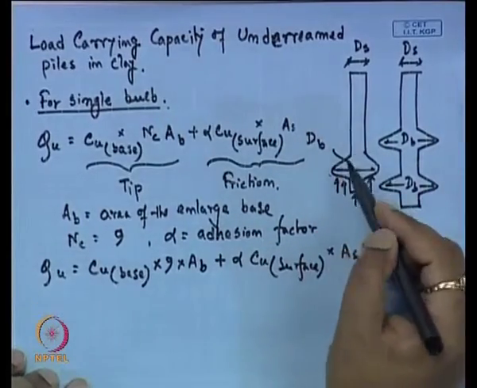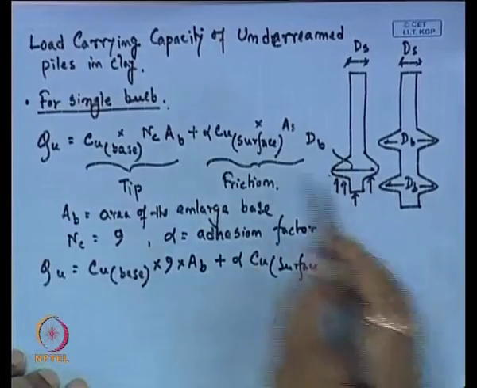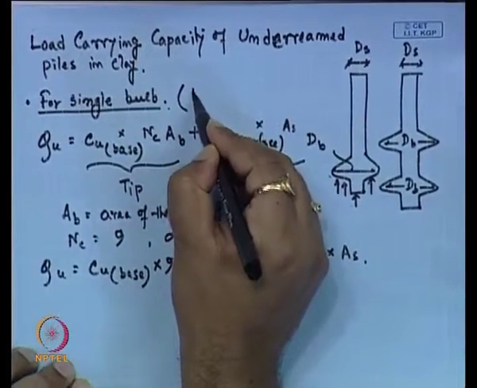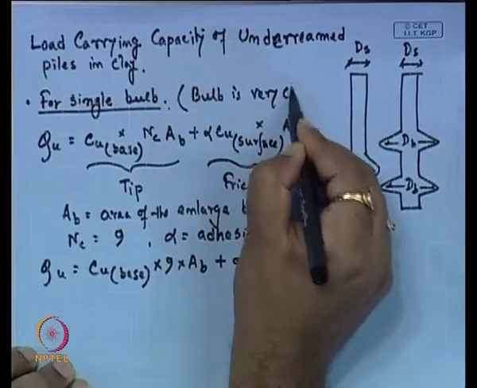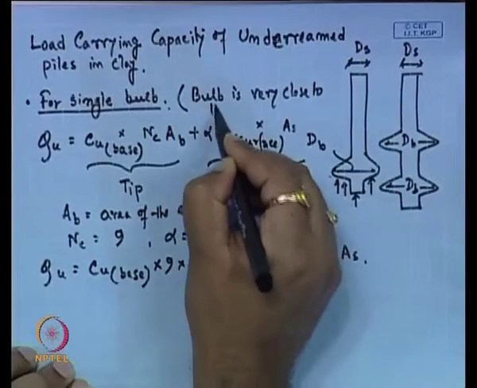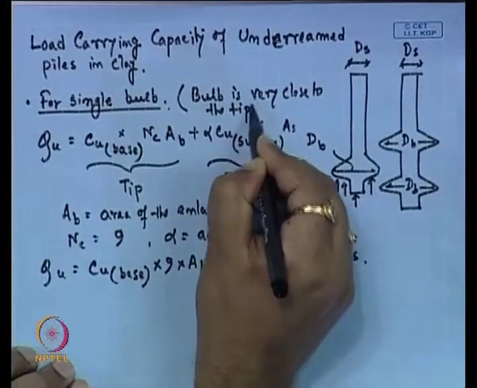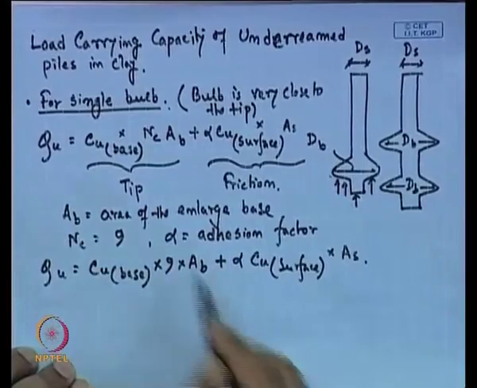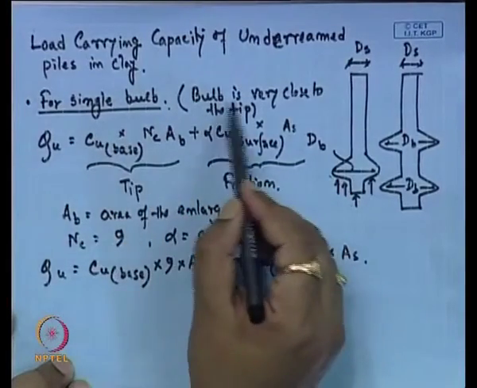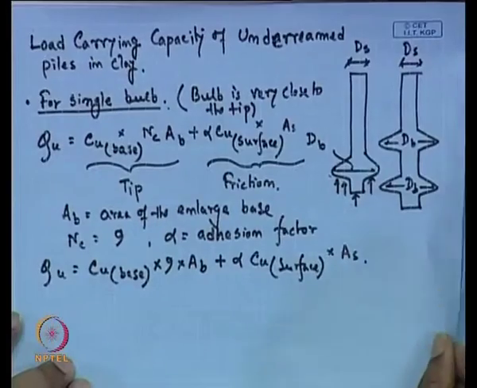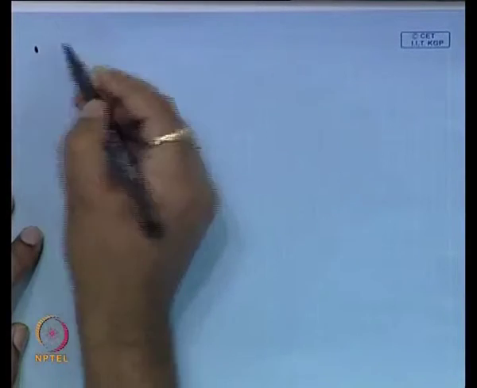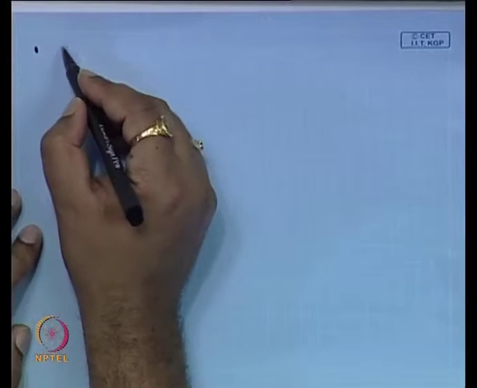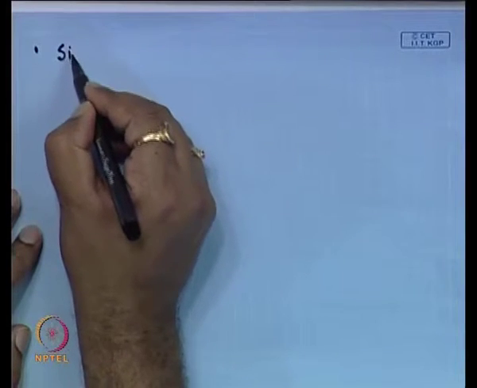So, this is for a single bulb pile where the bulb is very close to the tip. This is the first case. Now, if the bulb is not very close to the tip, then what will be the bearing capacity or load carrying capacity of that pile? This is also a single bulb.